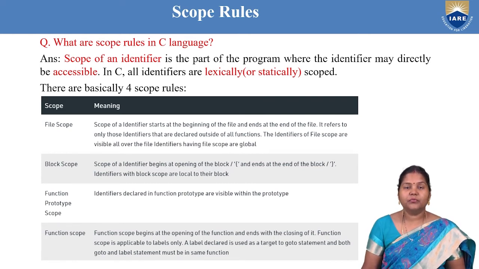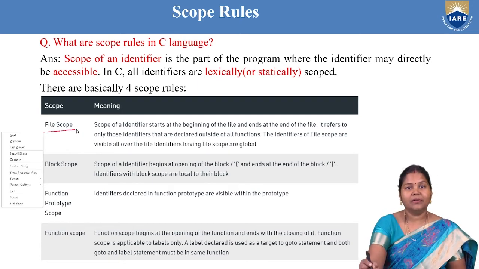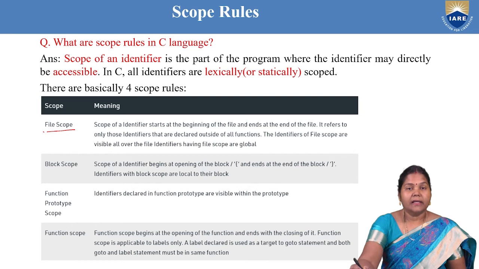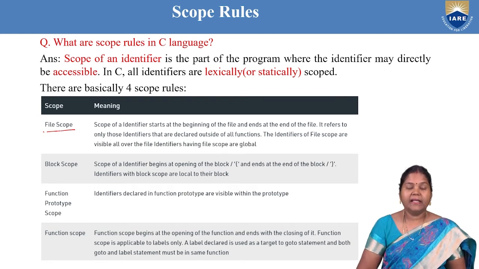There are basically four different types of scope rules. What is the first scope rule? That is called file scope. If you have declared an identifier in a file, then the scope of the identifier starts at the beginning of the file and ends at the end of the file. It refers only to those identifiers that are declared outside of all functions, and identifiers of file scope are visible all over the file. Identifiers having file scope are global.